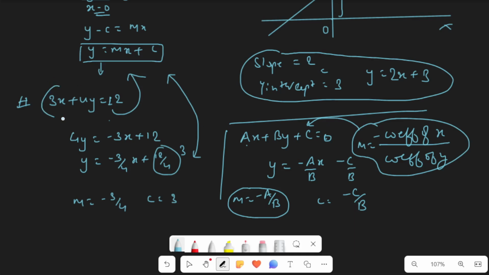Right. Similarly, here, if we apply this formula, the slope would be minus 3 by 4. This was what we calculated. Right. So, in this way, you can find the slope of a line.